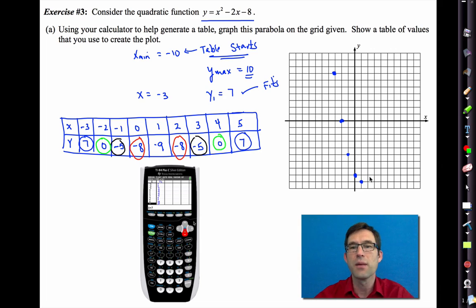Now I can speed up a little bit. 2, we're at -8. 3, we're at -5. 4, we're at 0. And 5, we're back up there to 7. By the way, that pattern would continue. If we kept going out in the x's, we'd keep seeing those y's repeated.